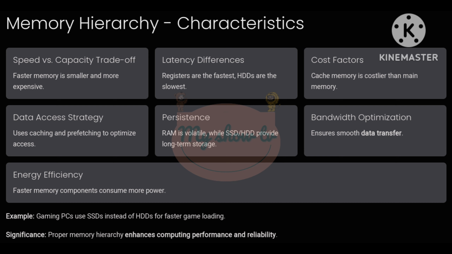6. Bandwidth optimization. High-speed memory improves data transfer rates, ensuring smooth execution. 7. Energy efficiency. Faster memory components consume more power but reduce computational delays. Example. A gaming PC uses an SSD instead of an HDD for faster game load times and L3 cache to improve processing speed. Significance. An optimized memory hierarchy allows for efficient computation, faster application execution, and better overall system performance. It plays a key role in high-performance computing, HPC, AI workloads, and cloud-based applications.